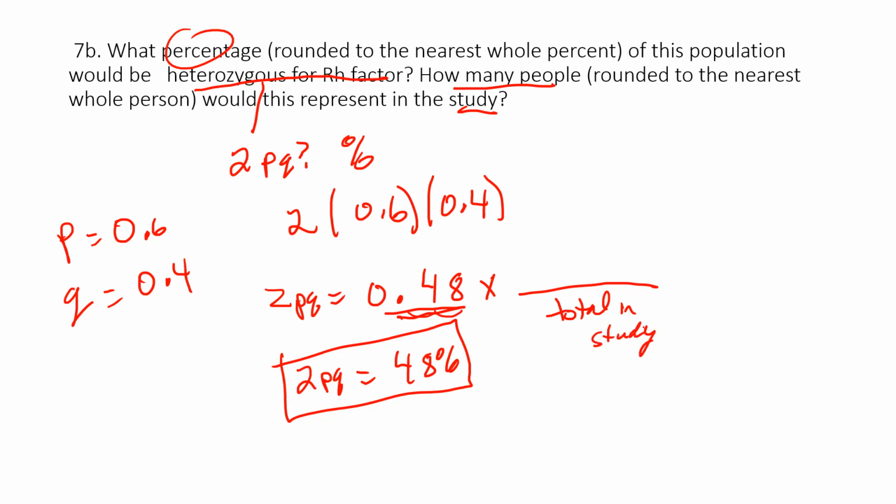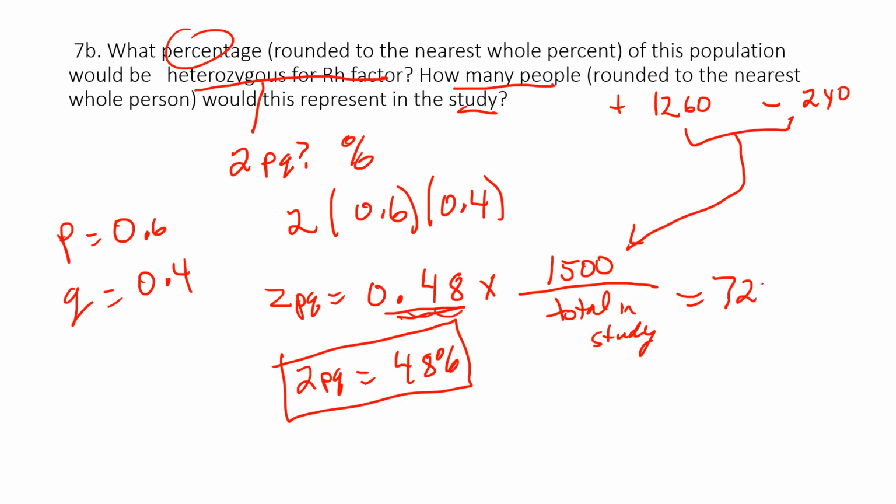So we have to go back and take a look at a few questions. We found out that the positive people were 1,260. The negative people were 240. Add those together, and we come up with the total of 1,500 people. So when we multiply 0.48 by 1,500, that gives us 720 individuals that are actually heterozygous. Okay, and that's the second part of the question.